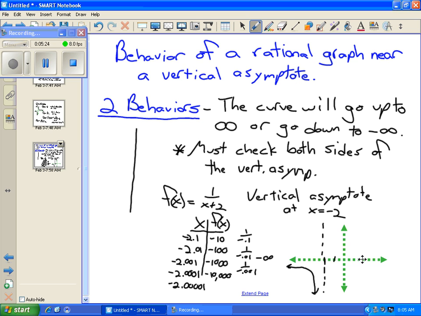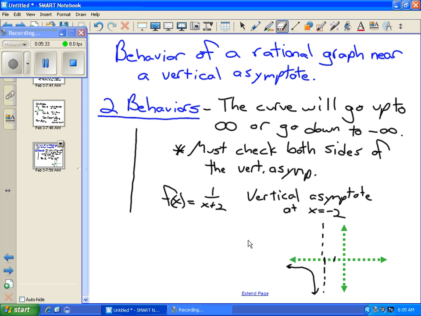You can do that same thing on the right side. I'm going to erase a little bit here to give myself some room. On the right side, we're going to do the same thing. So we're going to make a table of values here: x, f of x. But I'm going to look at values that are really close to negative 2, but from the right side. So I'm going to be looking at negative 1.9, which is really close to negative 2. Let's get closer: negative 1.99. Let's do negative 1.999. We'll do one more, negative 1.9999.